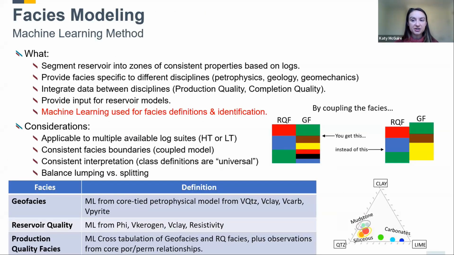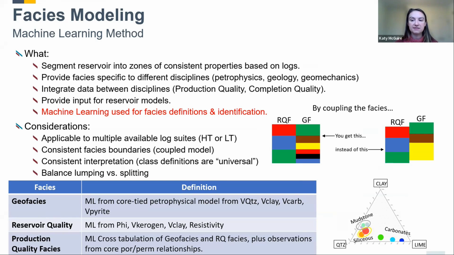Assigning facies classifications to your data set usually involves a much deeper dive into your data trends. We use machine learning methods to segment the reservoir into zones of consistent rock properties based on logs. We develop facies specific to the different domains, either petrophysics, geology, rock quality, or geomechanics, while integrating data between the disciplines.